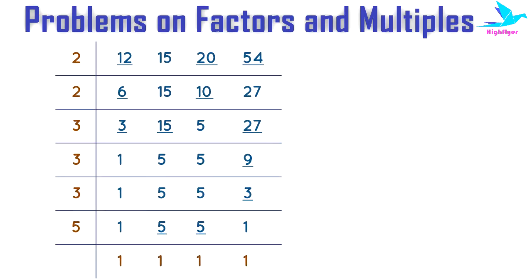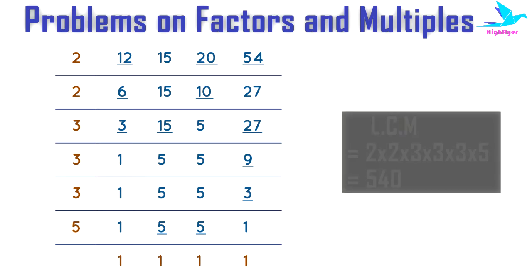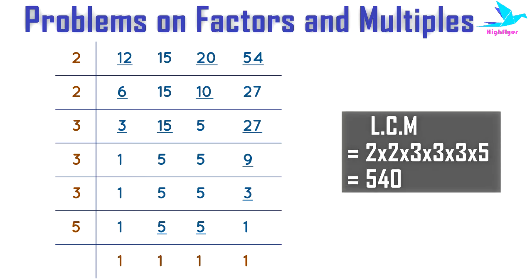Now we'll see how to find the LCM or the least common multiple. To do so, the process remains the same as when we are finding the HCF. In the given set of numbers 12, 15, 20 and 54, we'll first divide all these numbers by 2. Then we'll get 6, 15, 10 and 27. Then we'll divide all these numbers again by 2. We'll get 3, 15, 5 and 27. Now as all these numbers can't be further divided by 2, we'll divide all these numbers by 3. And the result is 1, 5, 5 and 9.